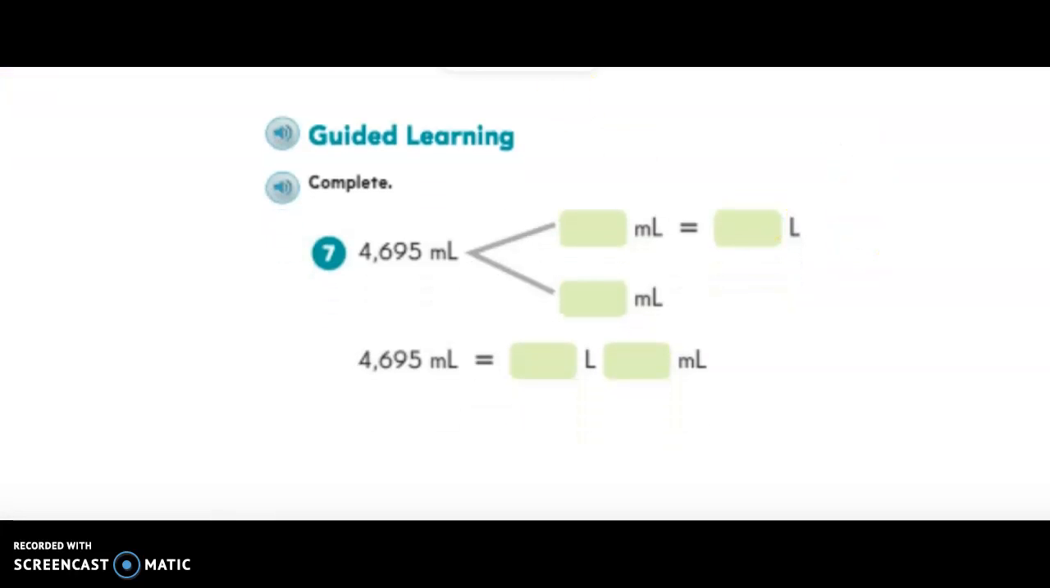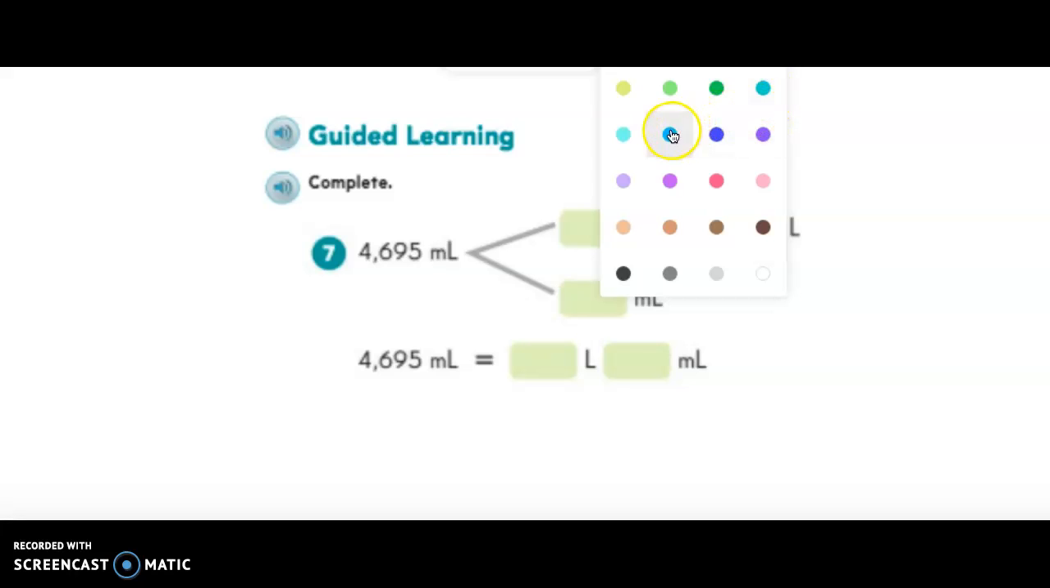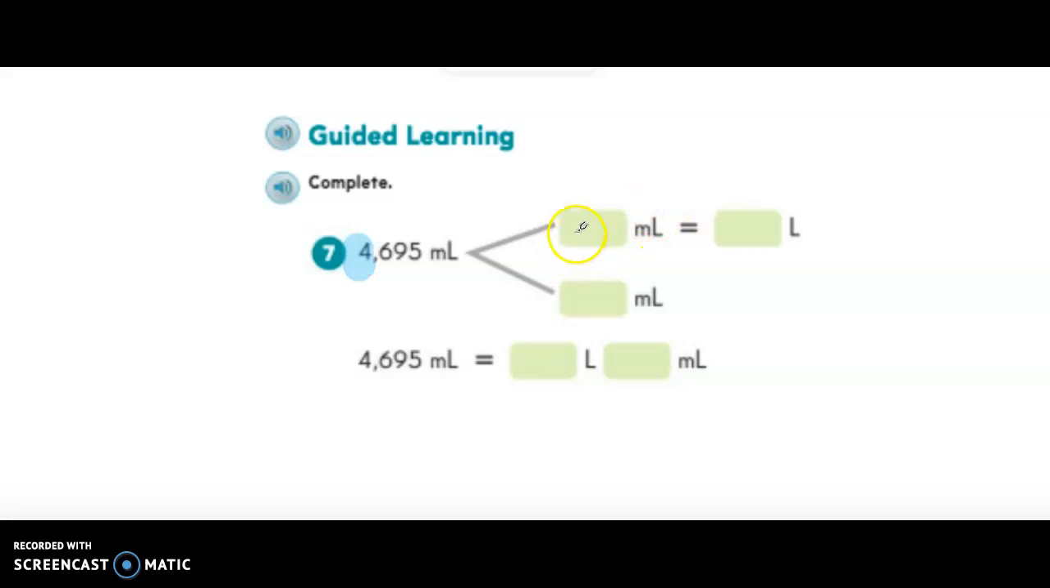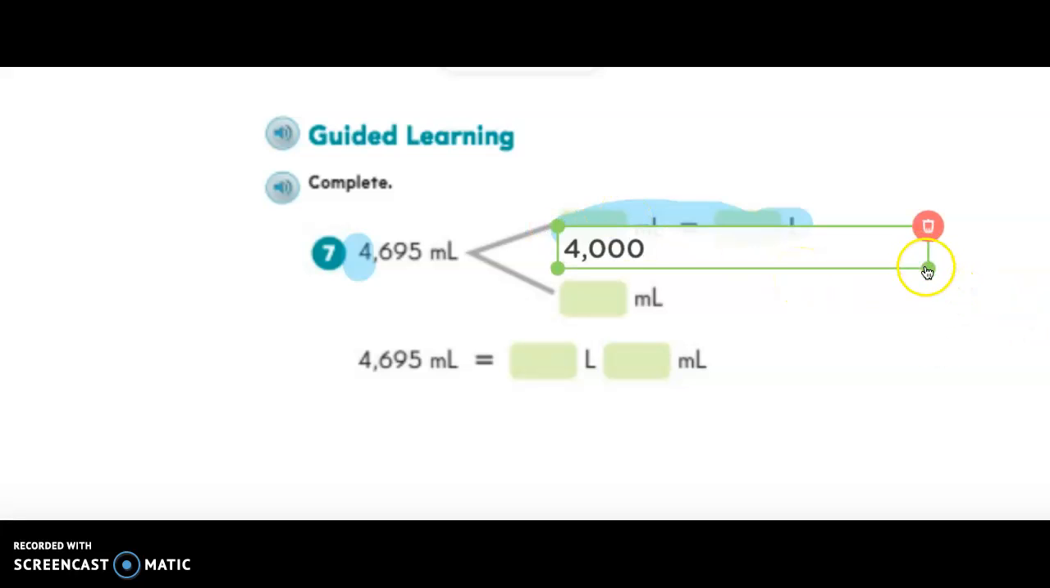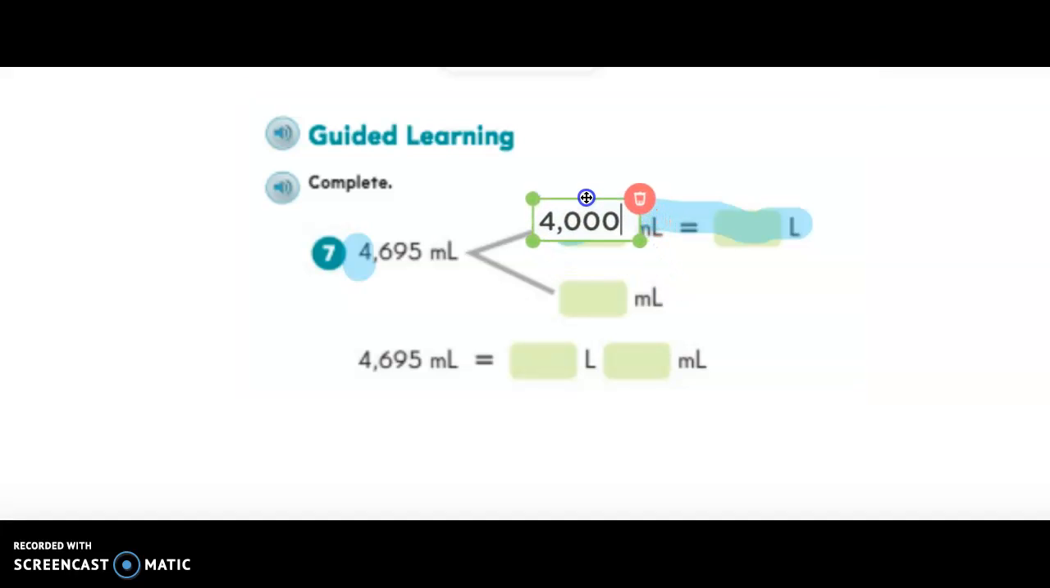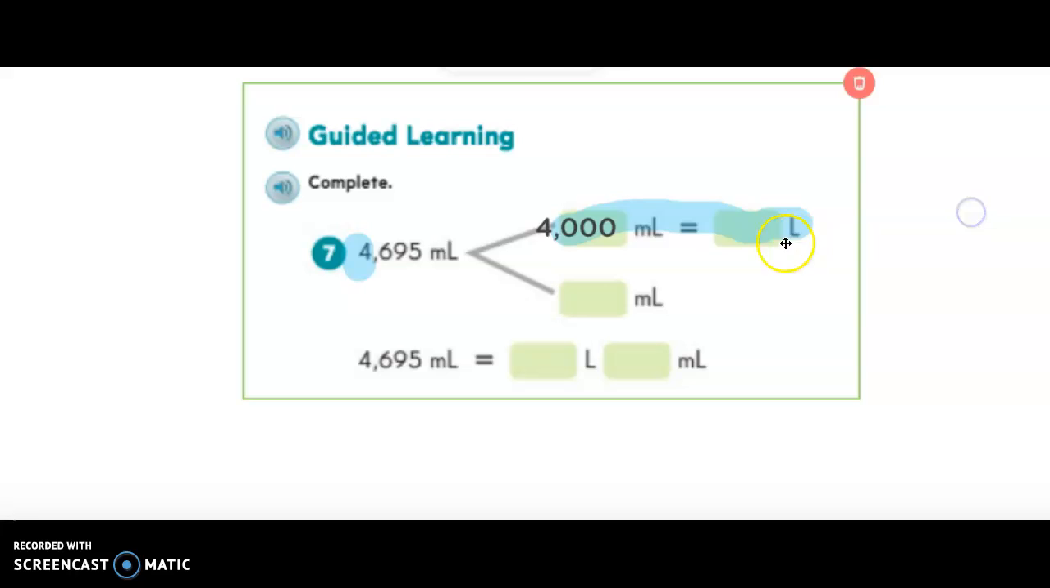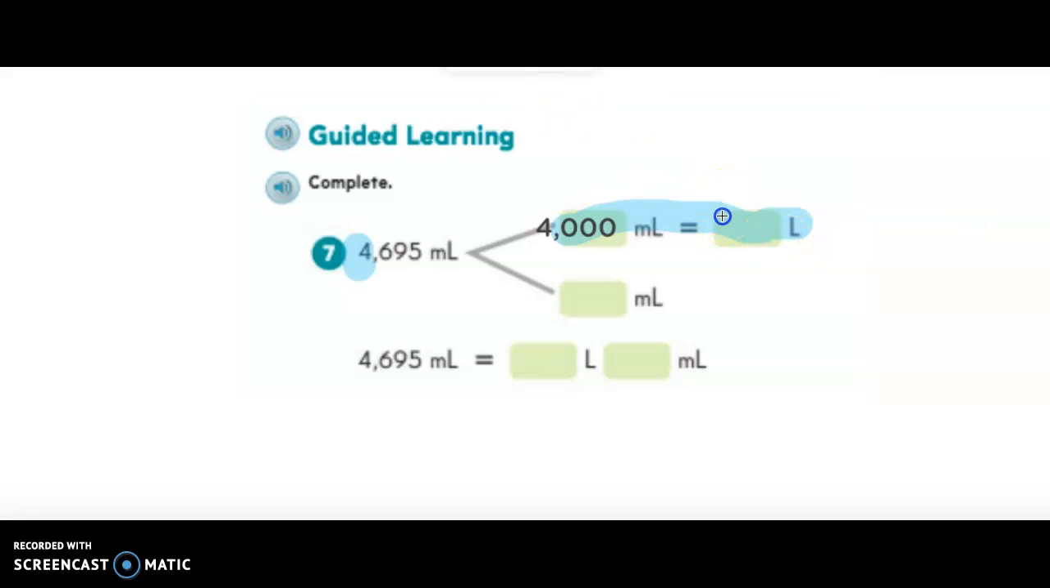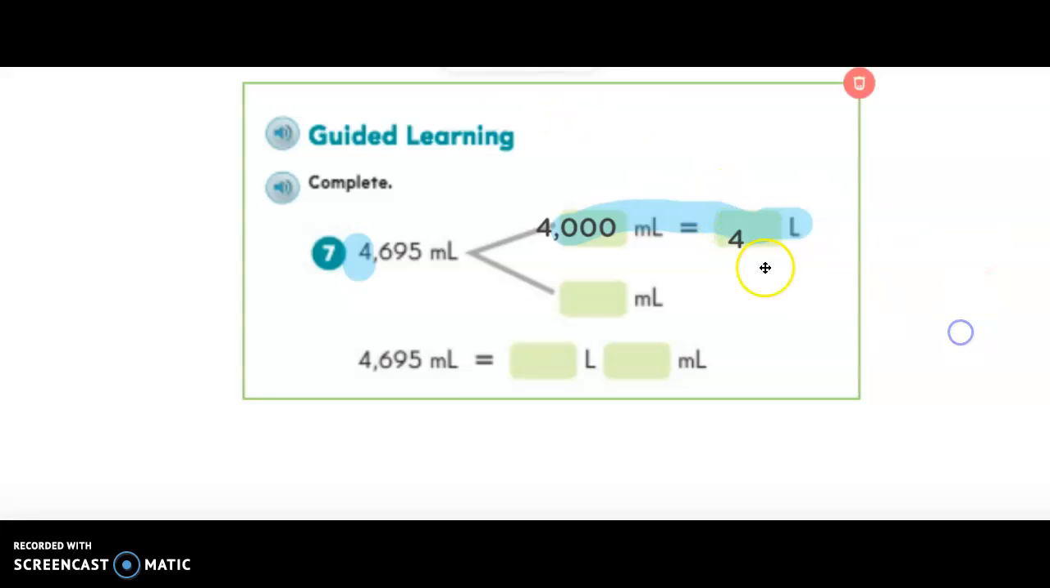All right, we are going to practice again here. Our first question we want to ask ourselves is, how many thousands can we pull out in order to complete this first part? So we can pull out 4,000 milliliters from 4,695. And then we're dividing by 1,000 to be left with 4 liters.